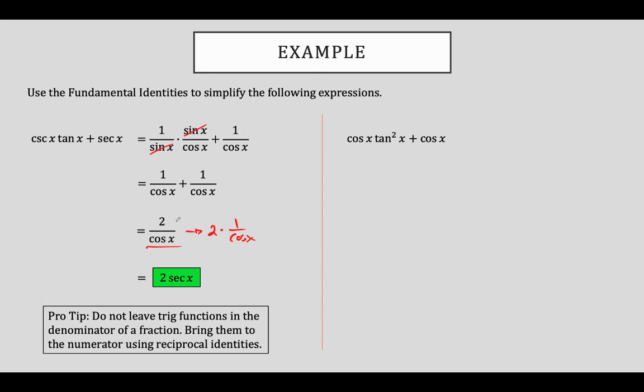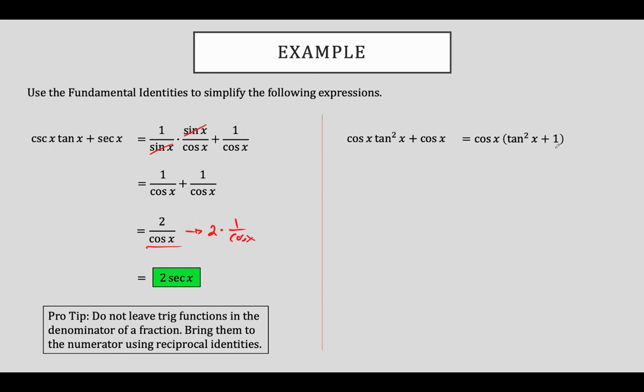Cosine x times tangent squared x plus cosine x. Now, this is a problem where we certainly could rewrite our trig functions in terms of all sines and cosines. That's not necessarily the wrong thing, but here's one other technique that we want to become familiar with. Notice that each of the terms in each one of these groupings has a cosine x. Cosine x is actually a common factor between each term, and we can factor out a cosine x, leaving us with cosine x times tangent squared x plus 1.